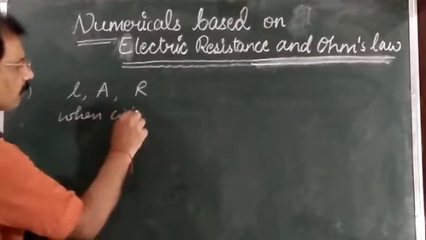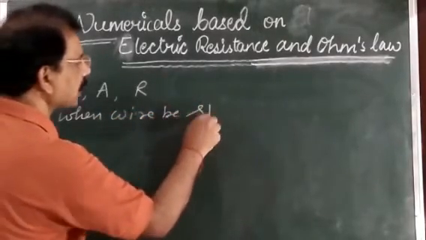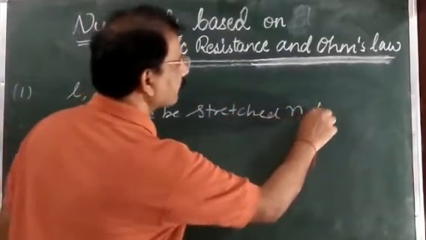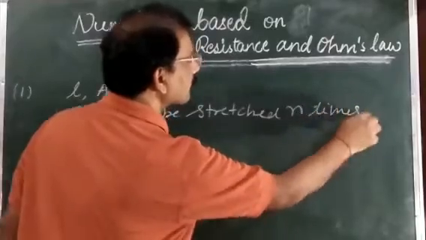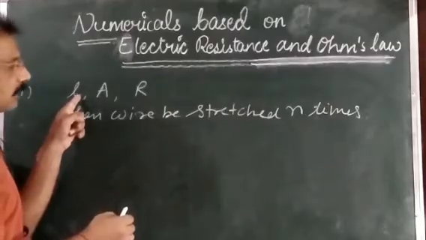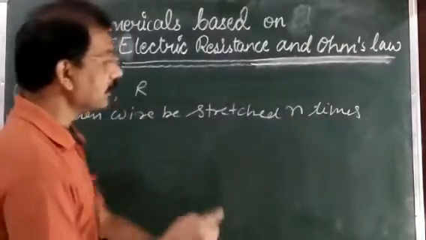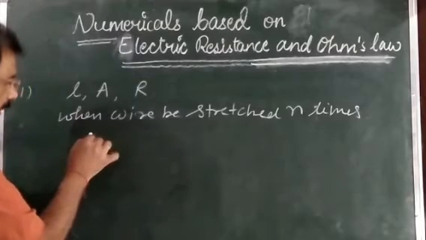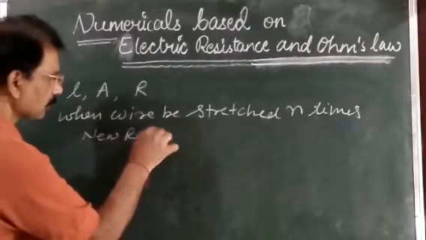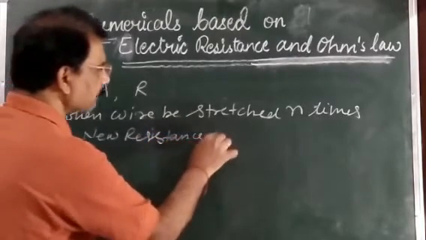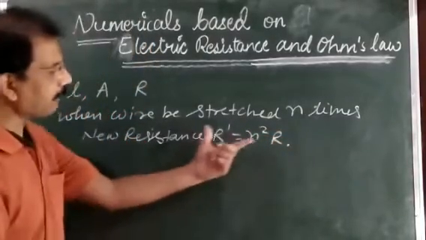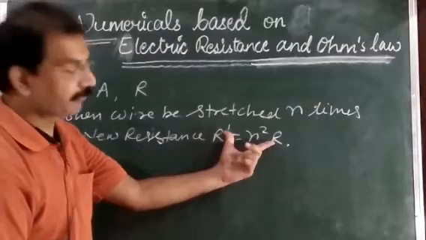When the wire is stretched n times, it means if earlier its length was L, then now its length becomes nL. Then what will be the new resistance? Suppose this is R dash, this becomes n square R. And I have already discussed this problem in the earlier video.